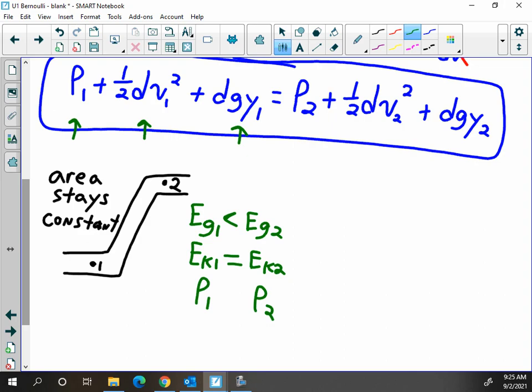Yeah. So if EK is equal, then this 1/2 dV squared just kind of factors out of the problem, right? It's the same on both sides. Then you look at this quantity, which is related to EG. If this one's bigger, then the pressure on that side has to be smaller. So if EG2 is bigger, then pressure 2 is smaller. Okay? That makes sense?